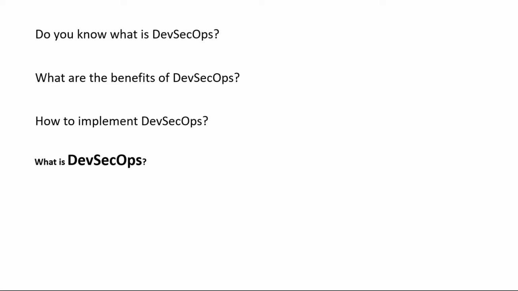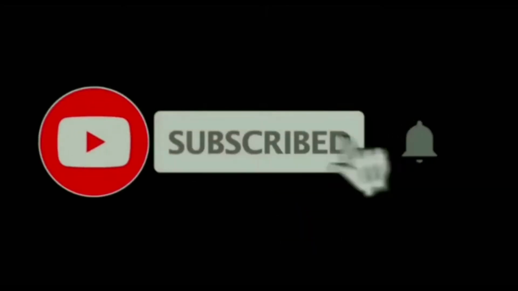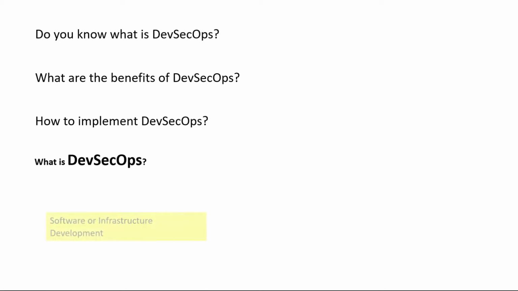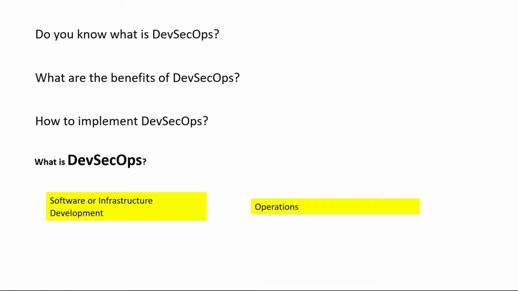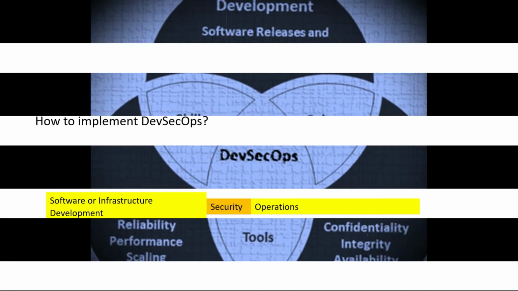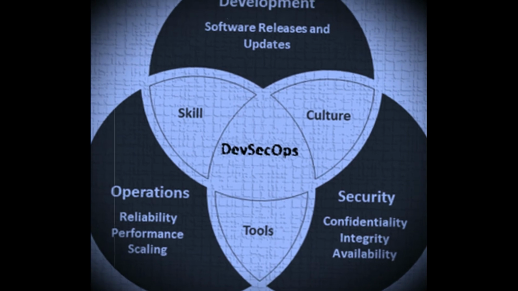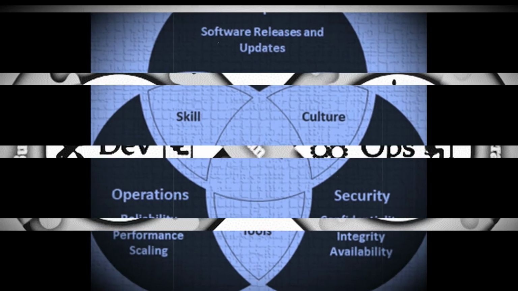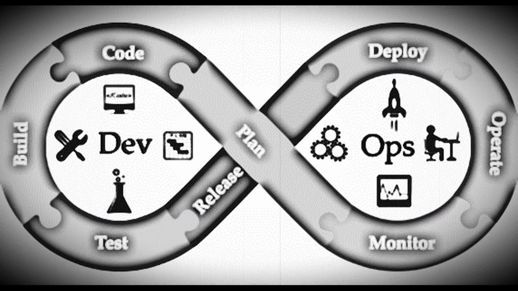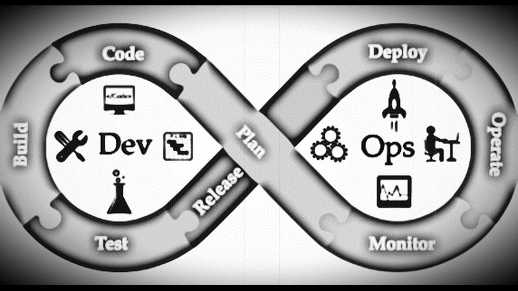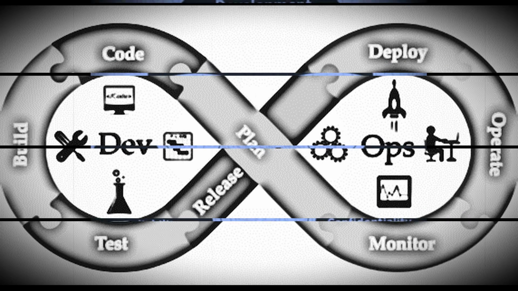What is DevSecOps? If we break DevSecOps into parts, these parts will be software or infrastructure development, security, and operations. So DevSecOps is the philosophy of integrating security practices within the DevOps process. DevSecOps means thinking about application and infrastructure security from the start.